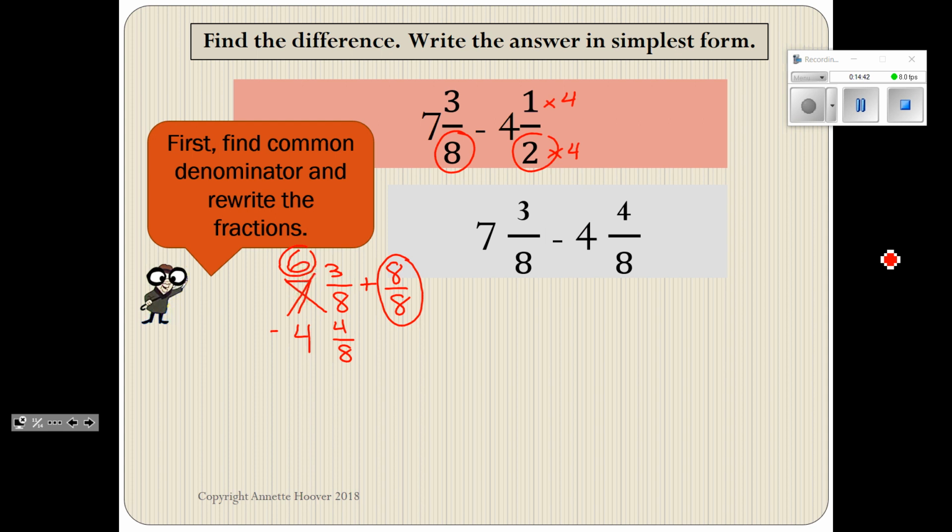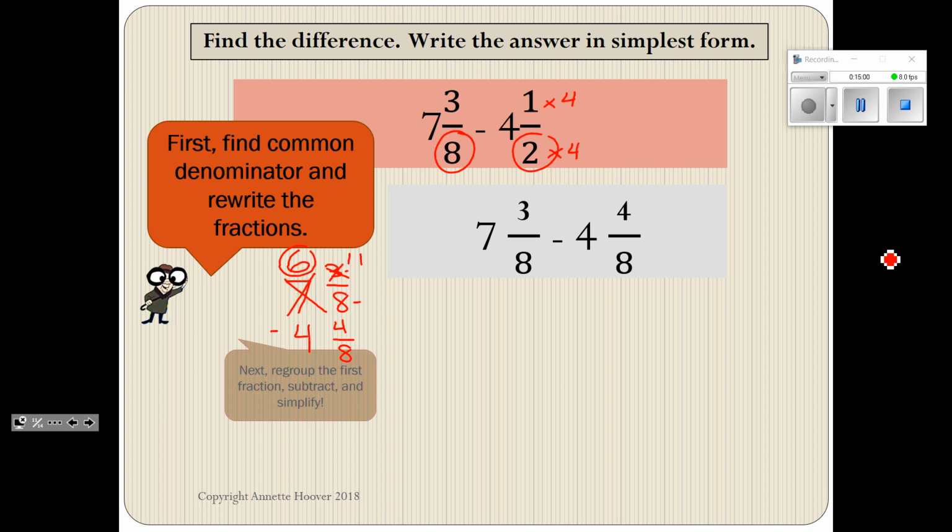So you add 8 plus 3 together, and that rewrites our fraction as 11/8. So when you see this fraction right here and you're regrouping, all you have to do is add the numerator and denominator again together. 8 plus 3 is 11. So that gives us 6 and 11/8 minus 4 and 4/8.